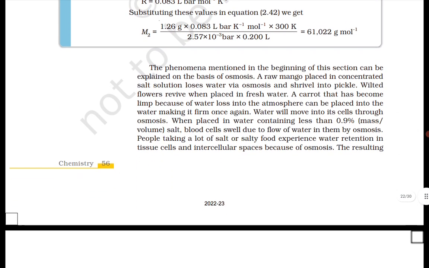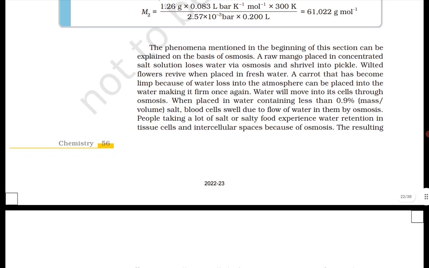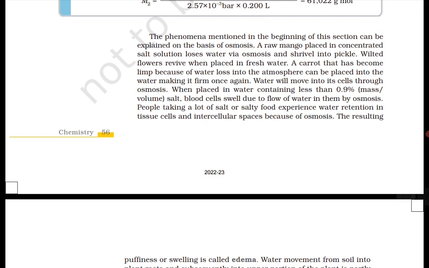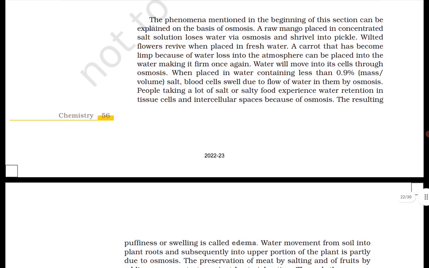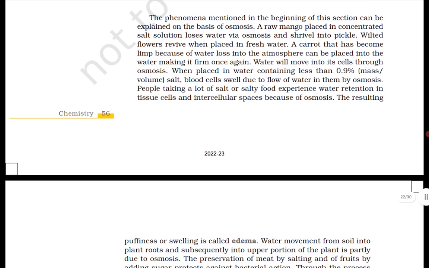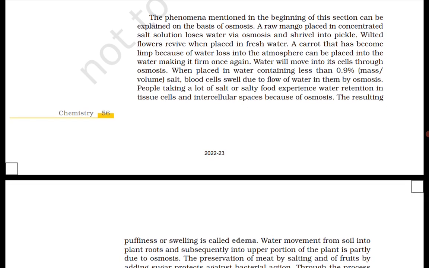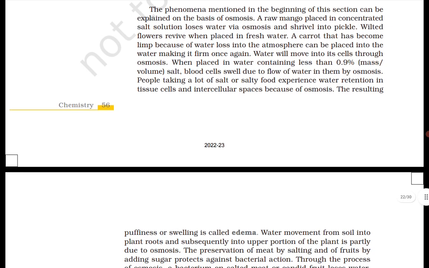The phenomena mentioned in the beginning of this section can be explained on the basis of osmosis. A raw mango placed in the concentrated salt solution loses water via osmosis and shrivels into pickle. Betel leaves revive when placed in fresh water. A carrot that has become limp because of water loss into the atmosphere can be placed into water, making it firm once again. Water will move into its cells through osmosis when placed in water containing less than 0.9% mass by volume salt.